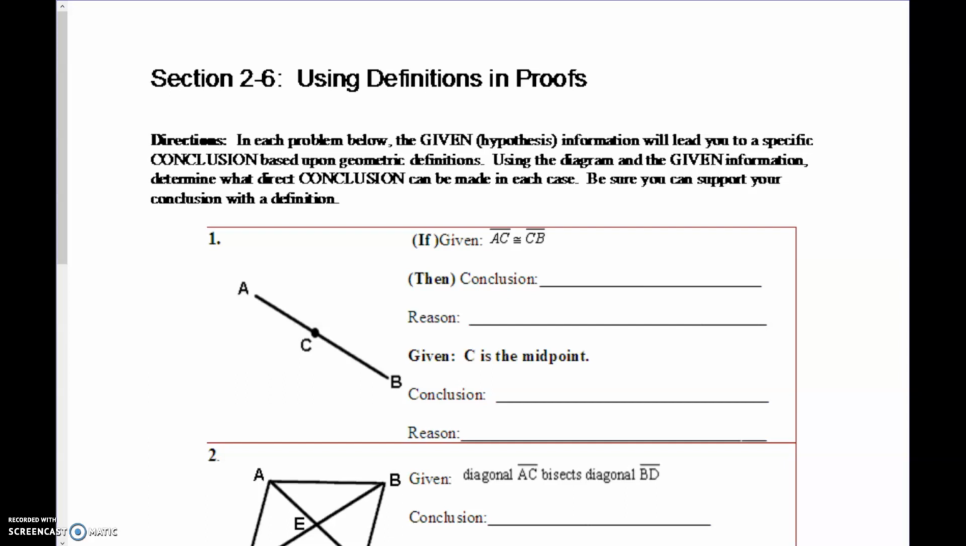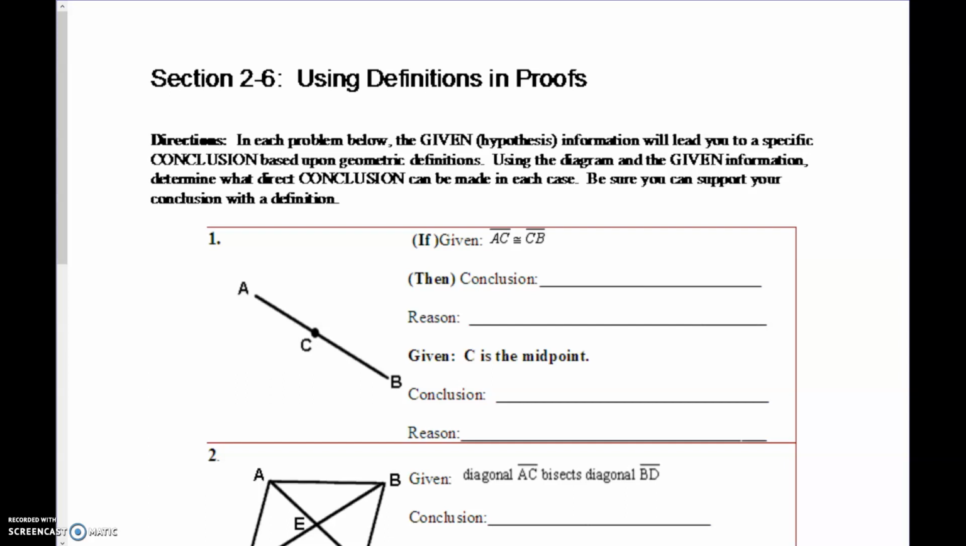Hello, geometry students. Today we are going to be reviewing how to write some proofs, starting with conclusions and reasons and justifying things. These are just some short proofs and practices for you to be able to practice justifying.